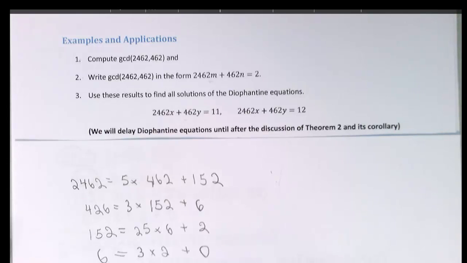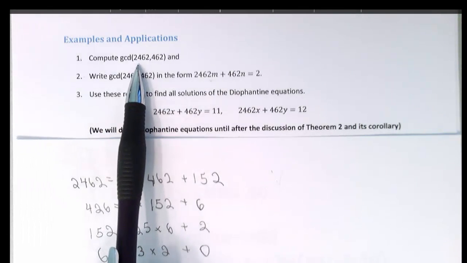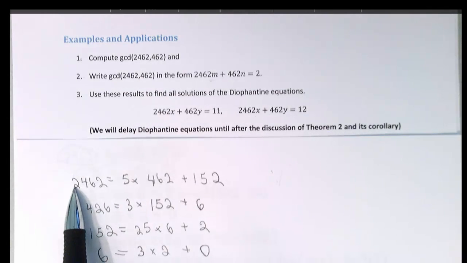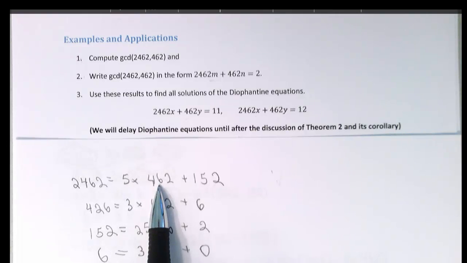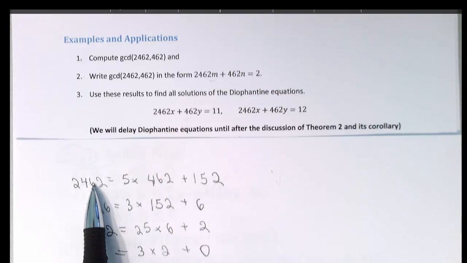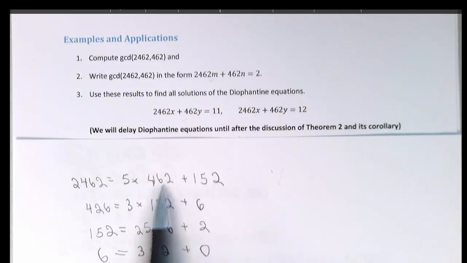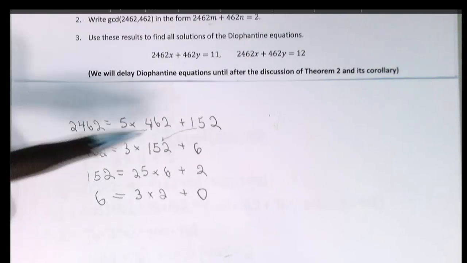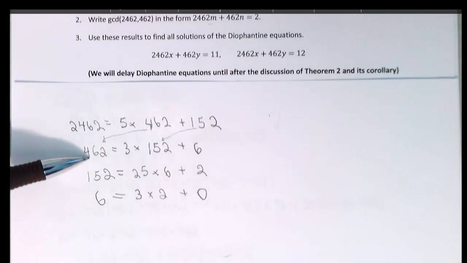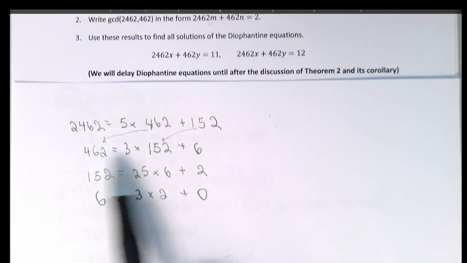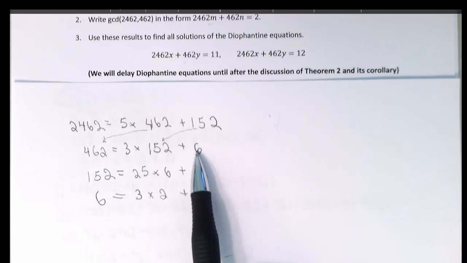Suppose we wanted to compute the greatest common divisor of 2,462 and 462. What we do is to begin with 2,462 and 462 and to apply the division algorithm to come up with this equation right here. 2,462 when divided by 462 gives a quotient of 5 and a remainder of 152. We can then promote the 462 to be the new dividend. The old remainder becomes the new divisor, and we apply the division algorithm again, this time getting a quotient of 3 and a remainder of 6.